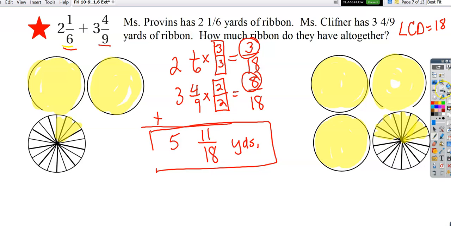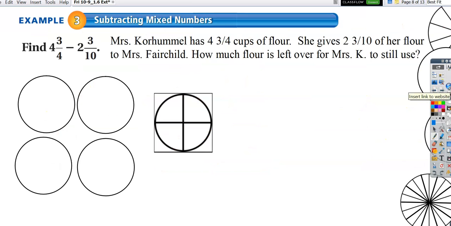Next. Now we've got an example. This is going to be example 2, and it is going to be a subtraction problem, which says Miss K has 3 3/4 cups of flour, and she gives 2 3/10 cups of her flour. The units are still cups to Miss Fairchild. How much flour is left over? When you see the words left over, it usually means that you're subtracting.